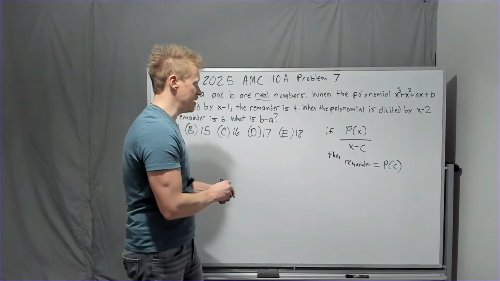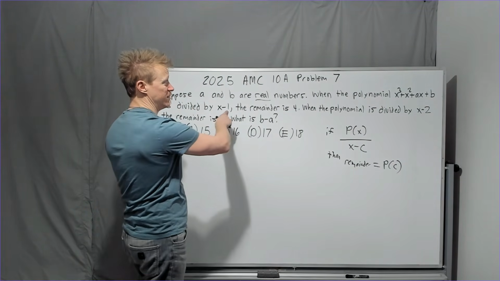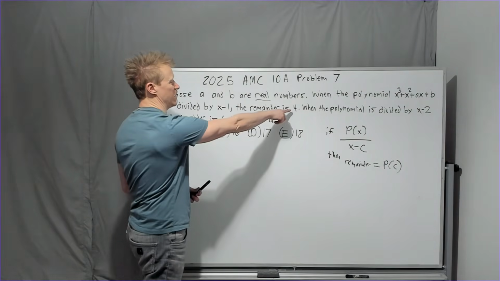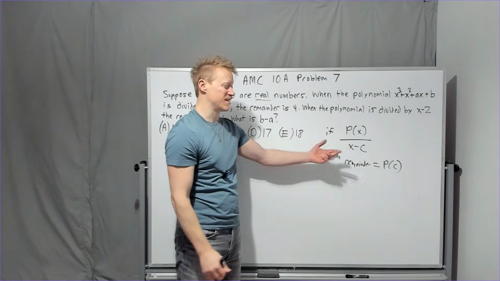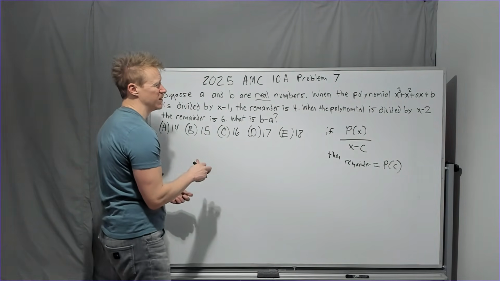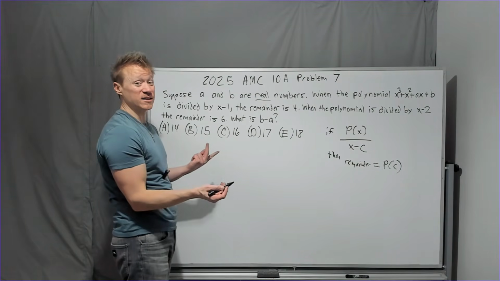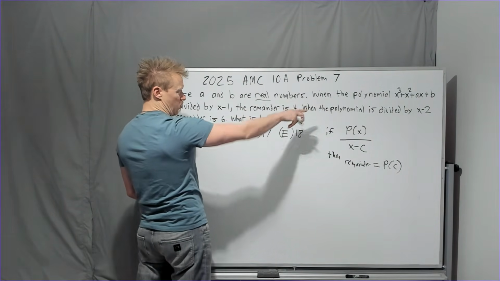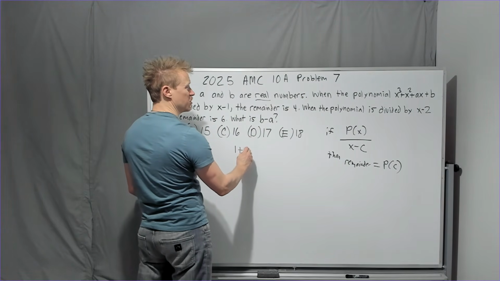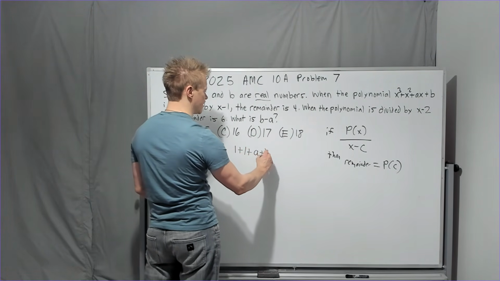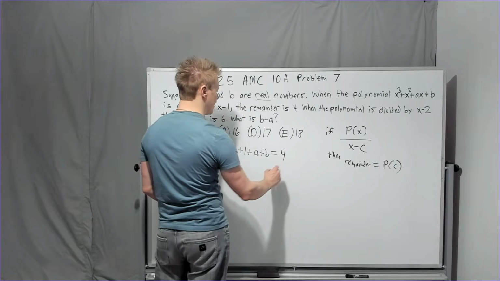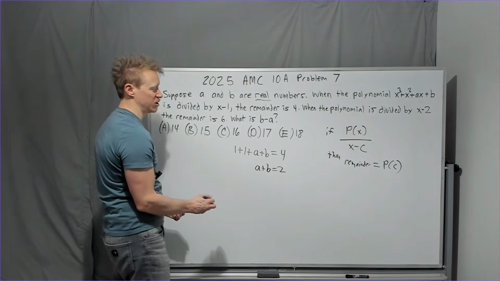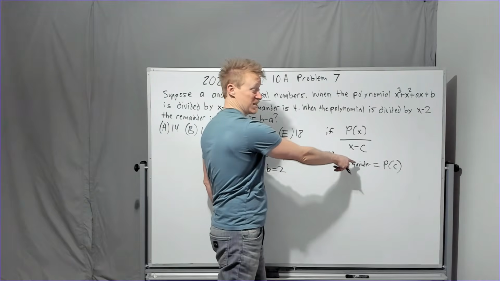This is why you can just plug in 1 here, and it must be equal to the remainder of 4. If you knew this, it pretty much trivializes the problem, and even if you didn't, you could do long division and get the same thing. But what you'll do is plug in 1 up there, you're going to get 1 plus a plus b, and this needs to equal 4, which means a plus b equals 2. That's what this means.